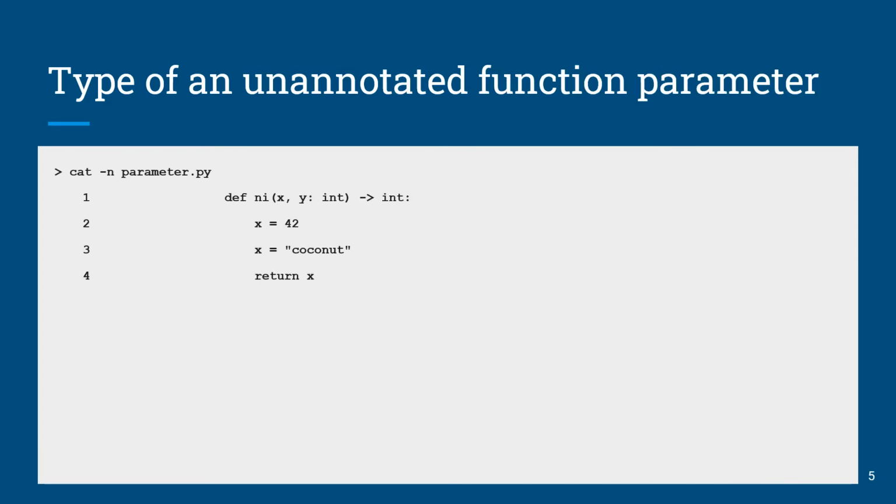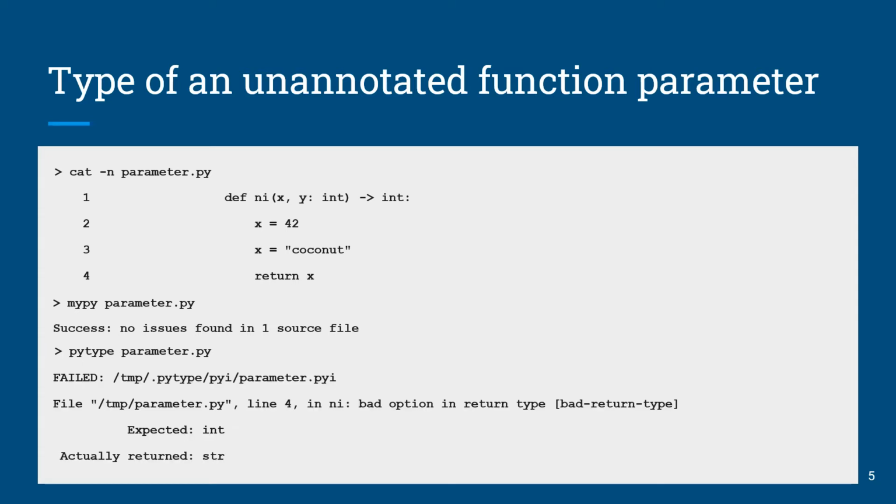The next example is the type of an unannotated function parameter. Surprisingly, MyPy type checked this code. This is because MyPy maps an untyped parameter to any, so x has type any throughout the function. PyType does the same thing as in the previous example and infers x at the end to be of type string, which contradicts the annotated return type of integer.